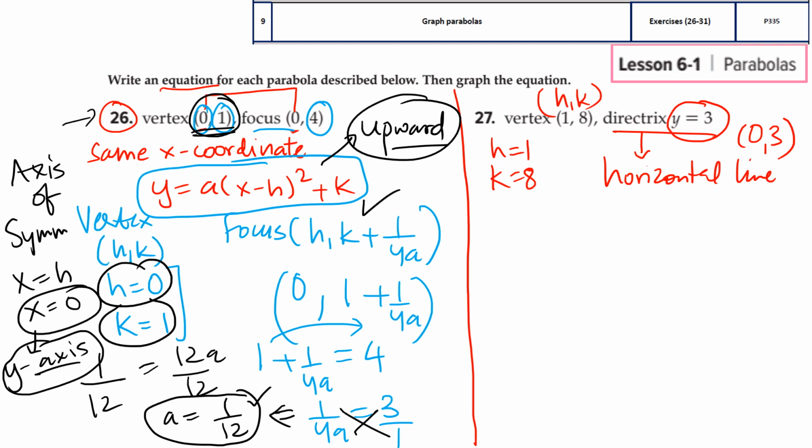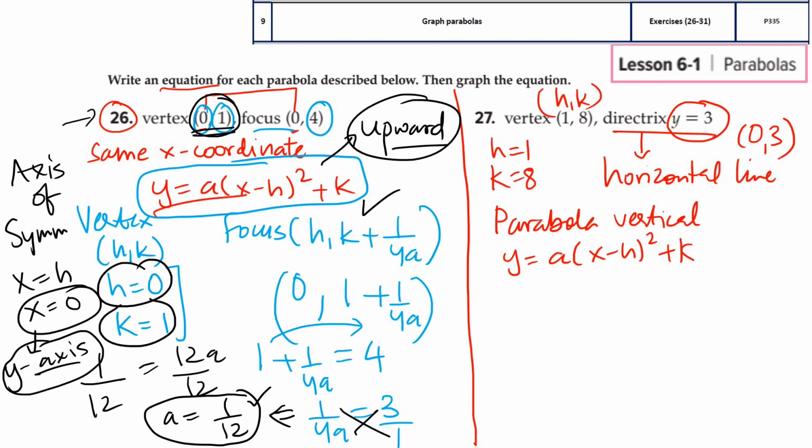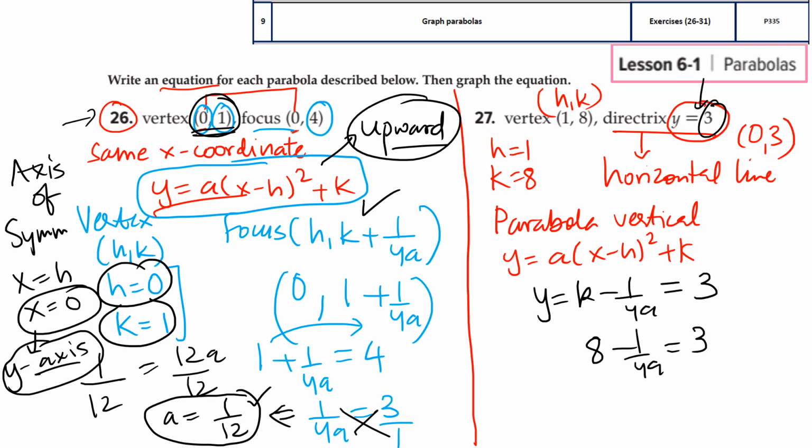Perfect. If my directrix is horizontal, always remember my parabola will be vertical. That means which equation will I use for this? y equal to a times (x minus h) whole squared plus k, just like the previous question. This is also a vertical parabola, so I will use the same equation. The directrix for a vertical parabola is given by the formula y equal to k minus 1 by 4a. Now this is equal to 3, already given. And do you have the k value? Yes, k is 8. So from here I can easily get my value of a.